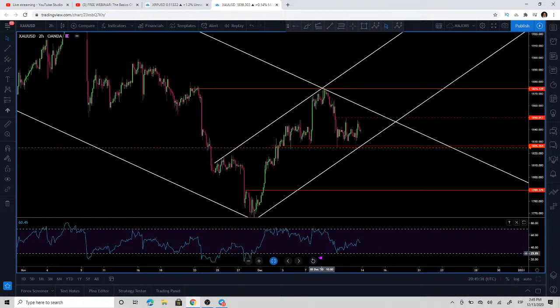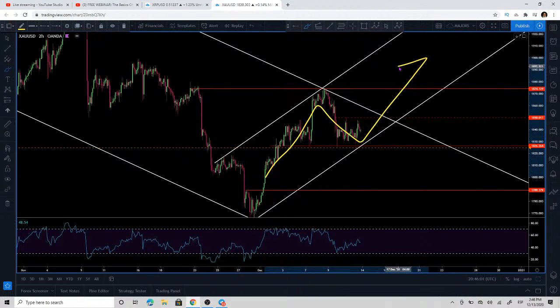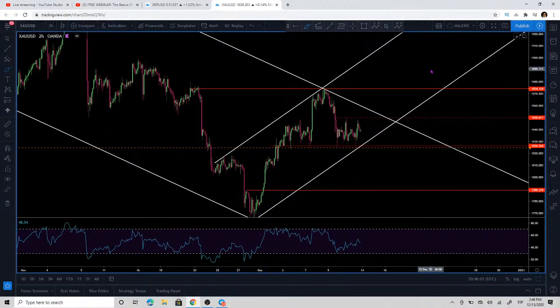And what I see here is some hidden divergence. Now, hidden divergence on the bullish side is when the price is making higher lows, in this case flat lows, and the oscillator is making lower lows. This is a sign that we are still inside of a bullish trend, right?